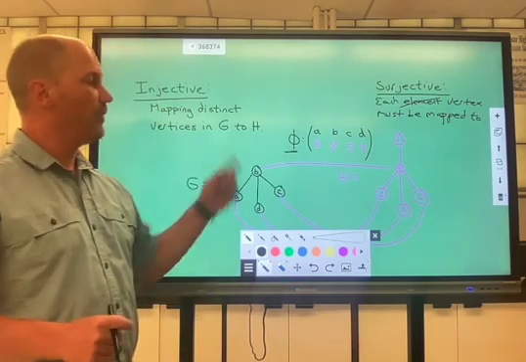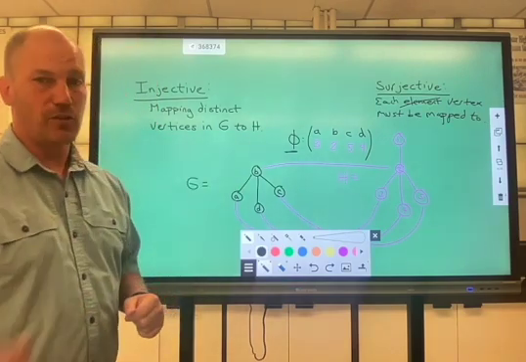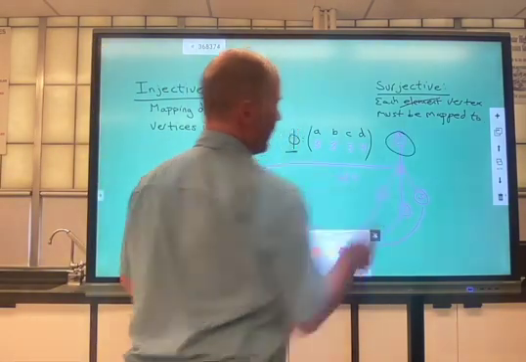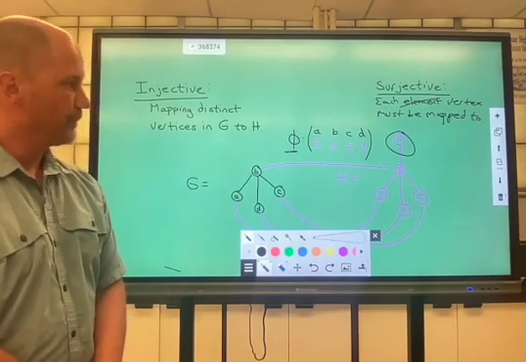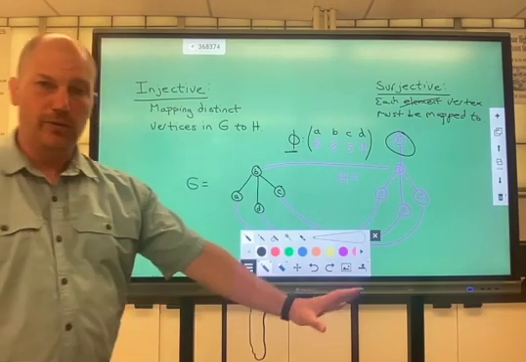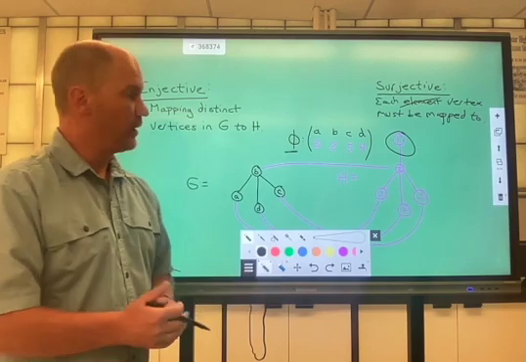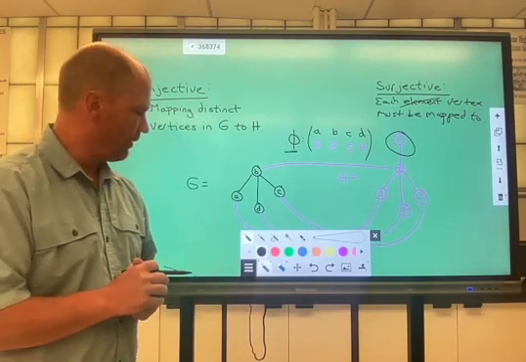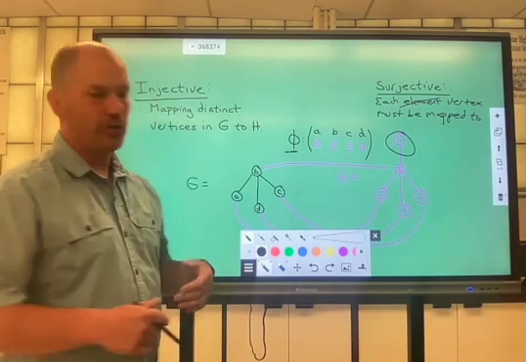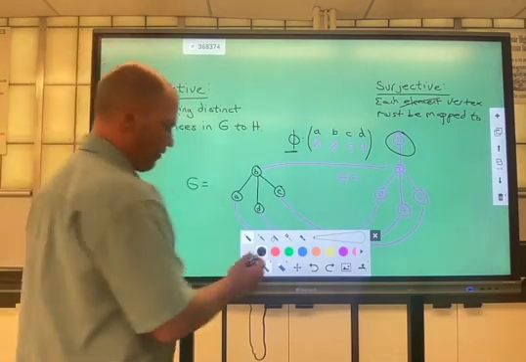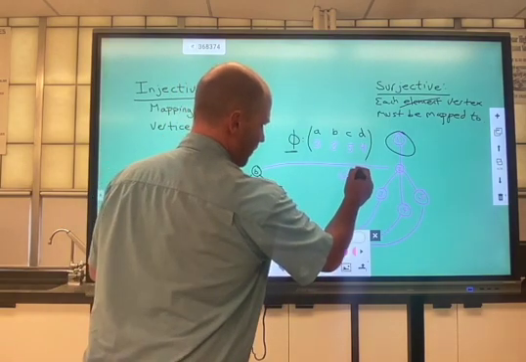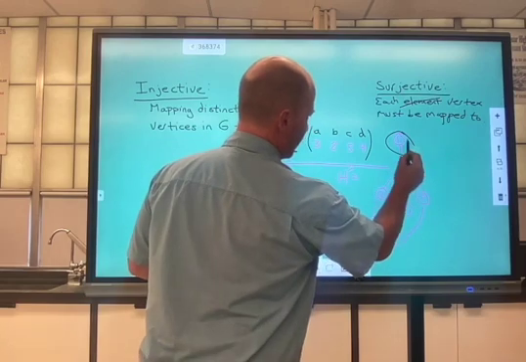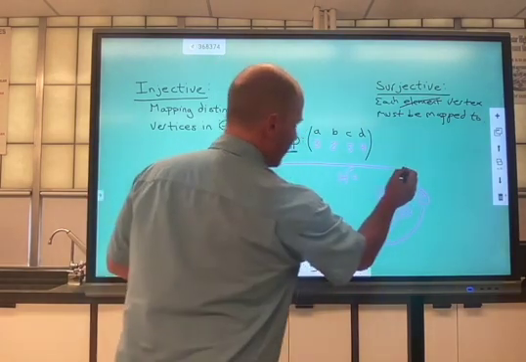I'm sorry, this function phi is not surjective because this 1 in H has not been mapped to. So what I'd like to do, although this isn't how you prove something is isomorphic, is just show you the differences. I'm going to edit H. We'll call it H prime just to be a little bit more consistent.